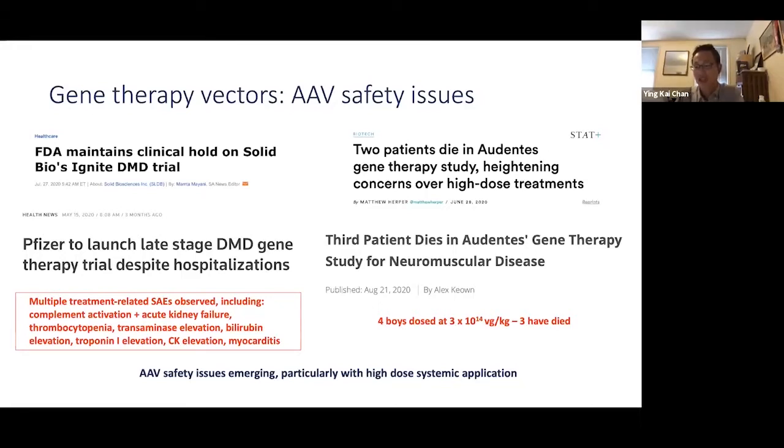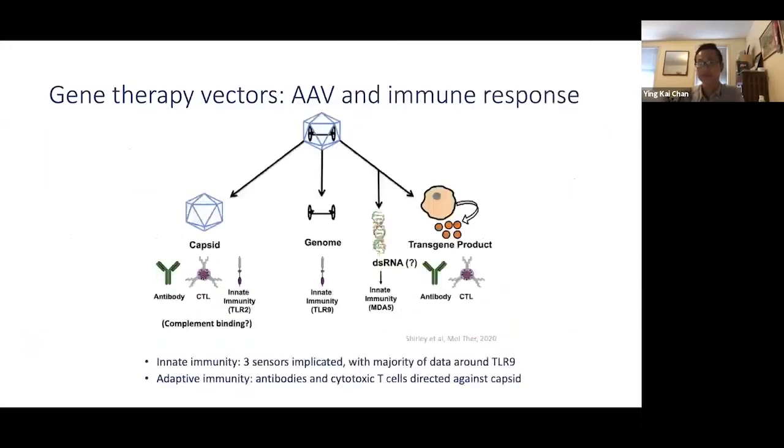Obviously, ocular AAV gene therapy doesn't have life-threatening toxicities, but we hope that with this workshop, we can openly discuss what kind of immunogenicity signals we're seeing.